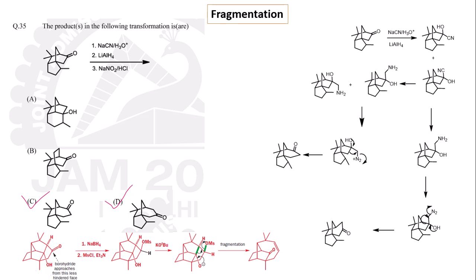This fragmentation type problem has been taken from the Clayton group, where sodium borohydride undergoes reduction to give the OMS, and the hydride is attacked from the bottom side, and the OMS group is on the top side, and after the fragmentation type of rearrangement, we get this product.